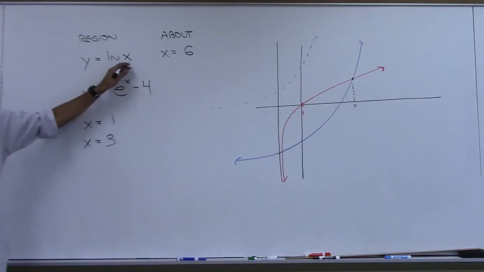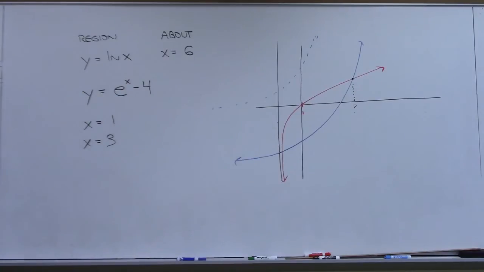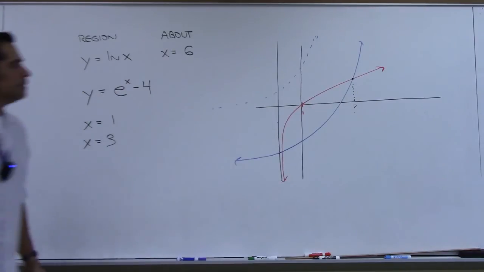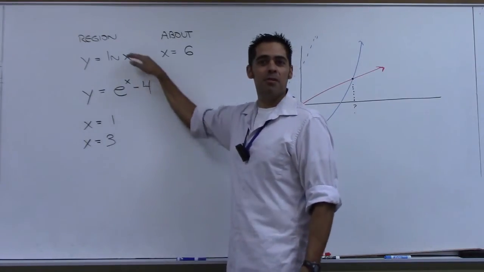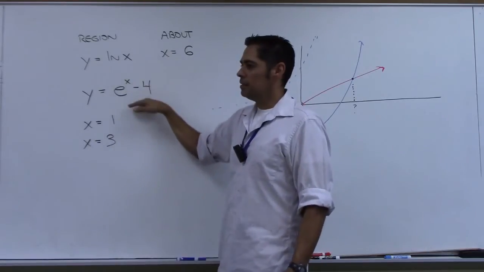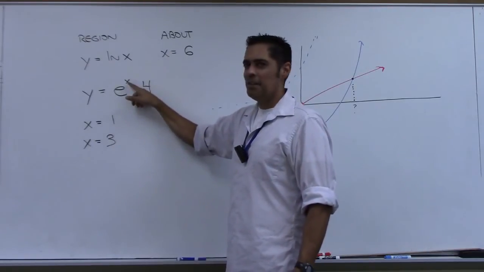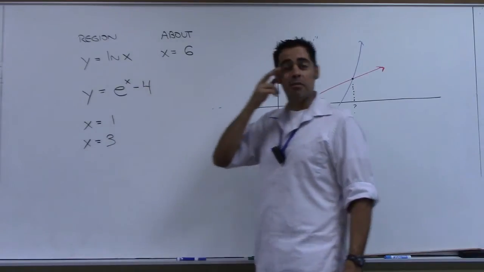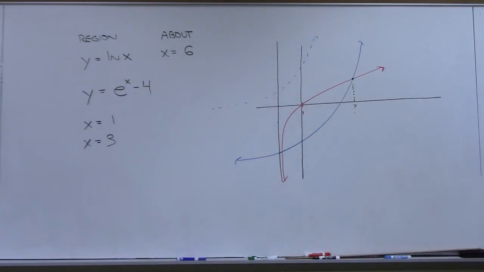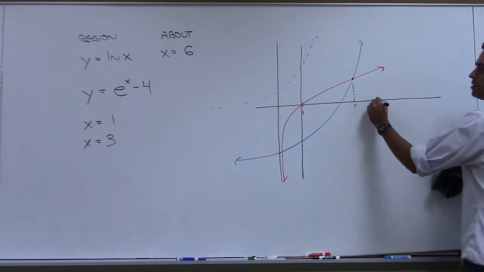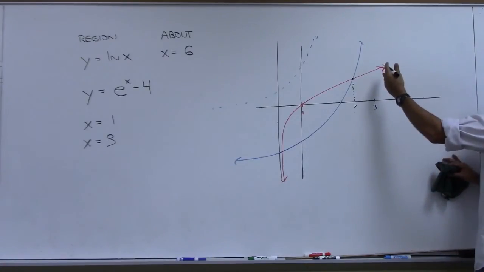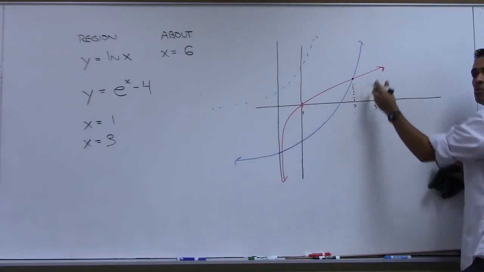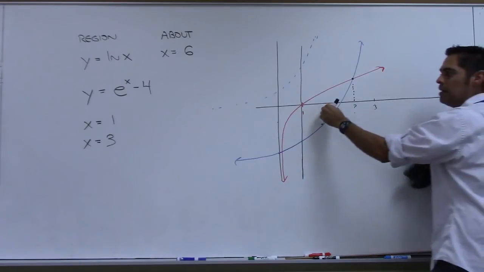What's natural log of 3? Look, what's bigger, natural log of 3 or e to the 3 minus 4? We'll check on your calculator. E to the 3 minus 4 is bigger? That means that 3 is over here, isn't it? Because look at my graph. The e function's bigger than the natural log, so 3 has got to be over here, can't be in here, right?